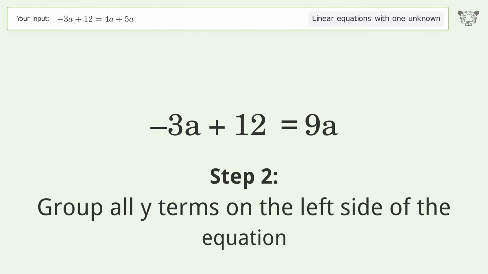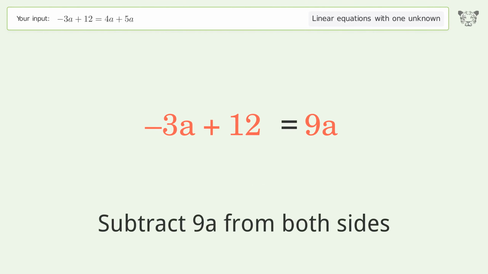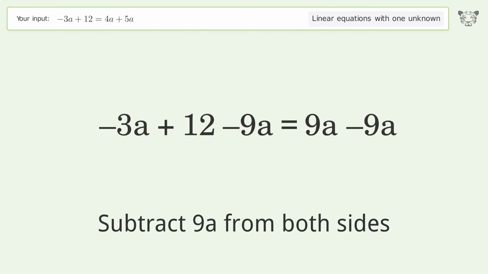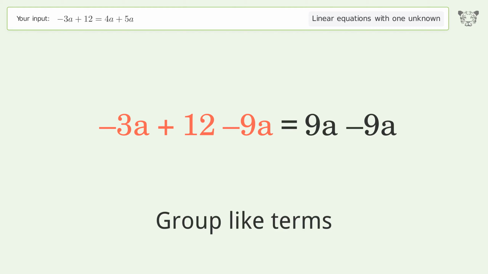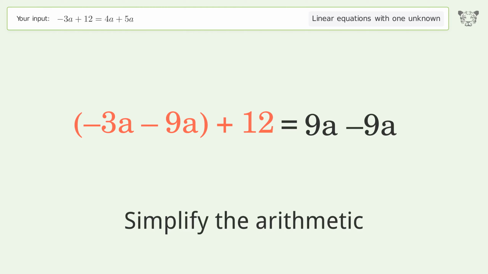Group all y terms on the left side of the equation. Subtract 9a from both sides. Group like terms. Simplify the arithmetic.